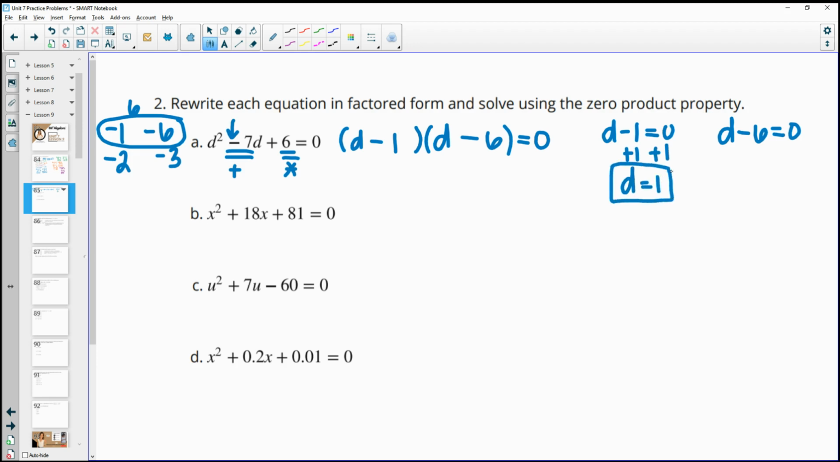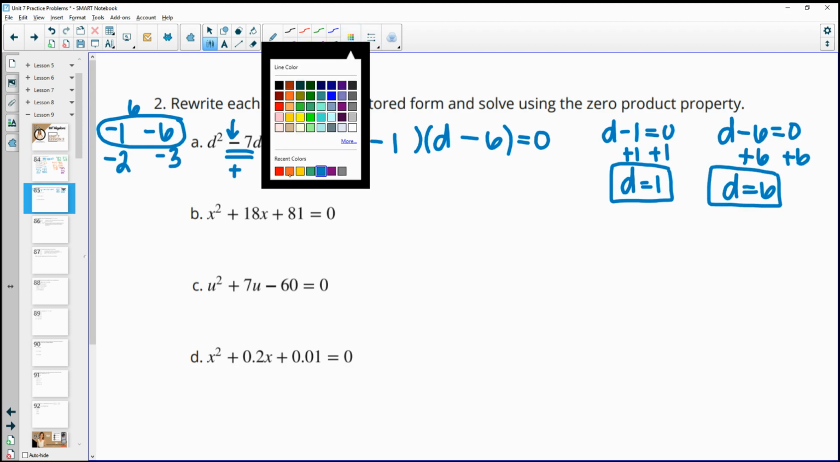So we've got d equals 1 when we add 1 to both sides. We could add 6 to both sides here and get that d equals 6. So our two solutions are 1 and 6 for part A.